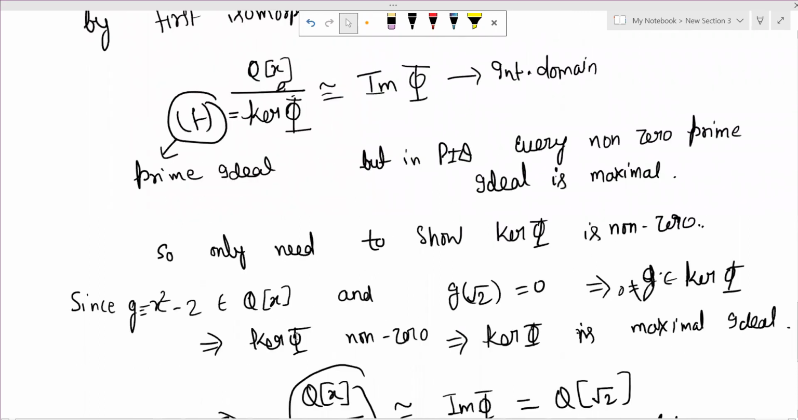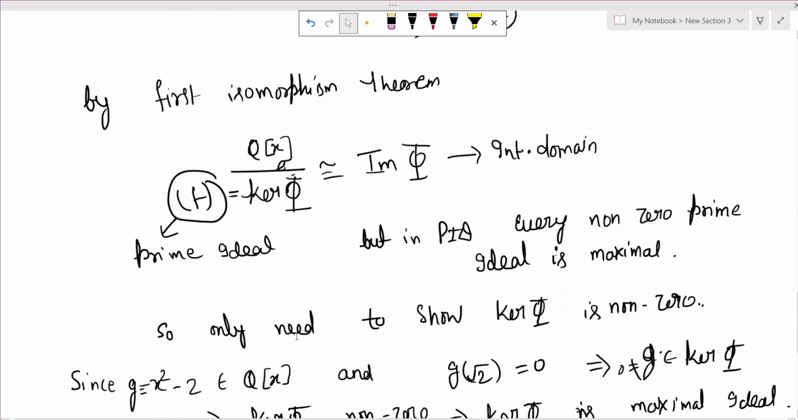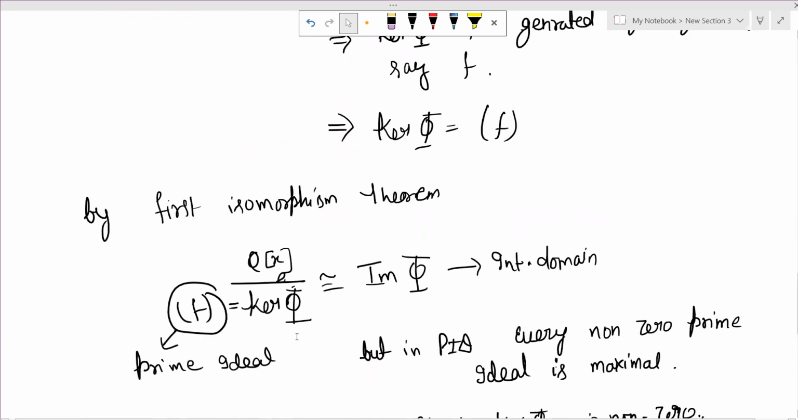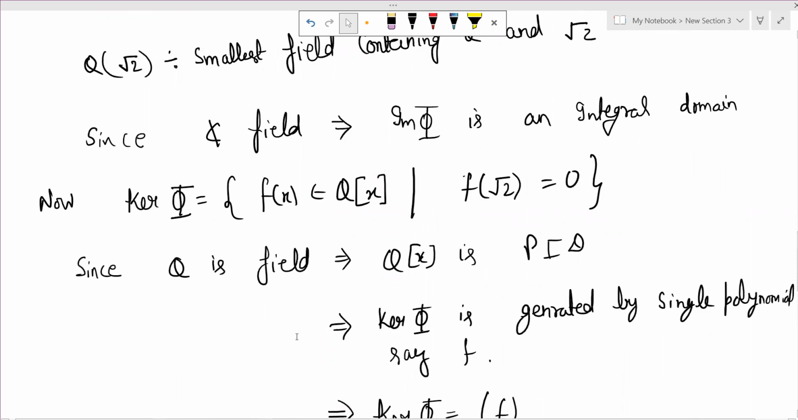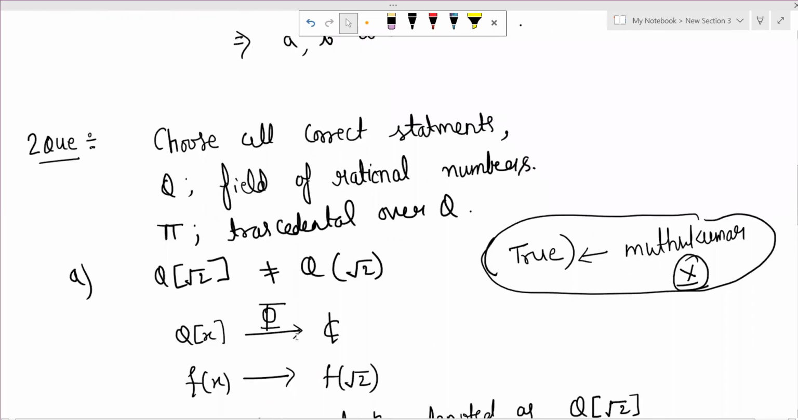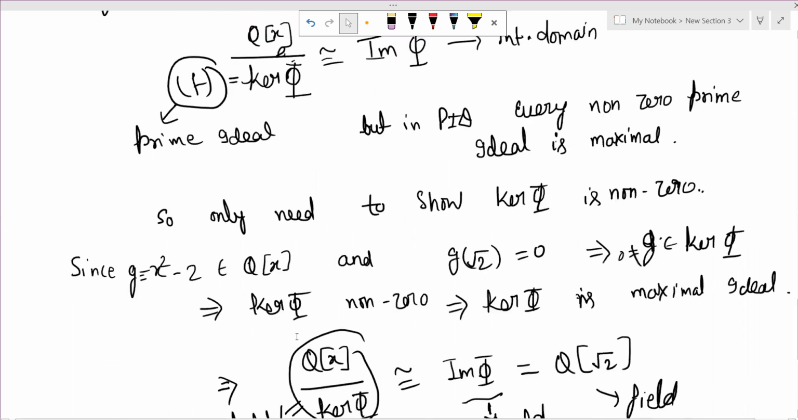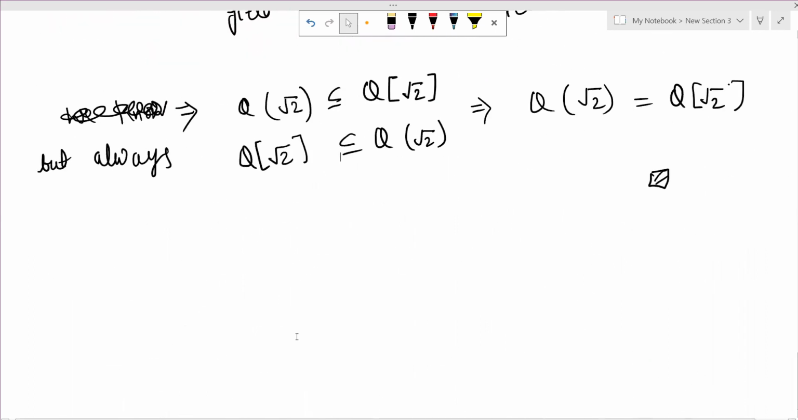But root 5 is an algebraic number, so you can argue in a similar way for root 5. For any algebraic number, this statement is true. I proved that. This is the proof for any algebraic number. Instead of root 2, you can replace it by any algebraic number, then it is a true statement. Whenever I say algebraic number, it means algebraic over Q.